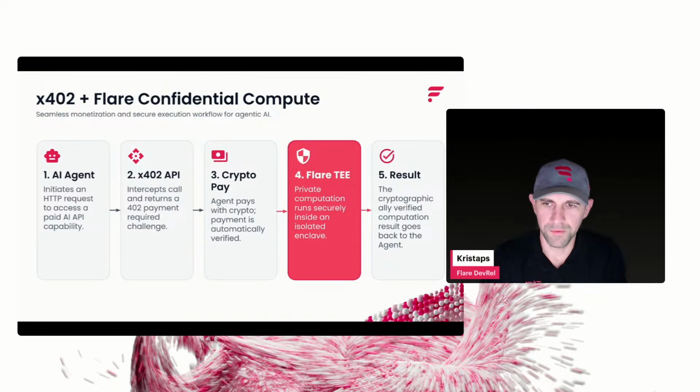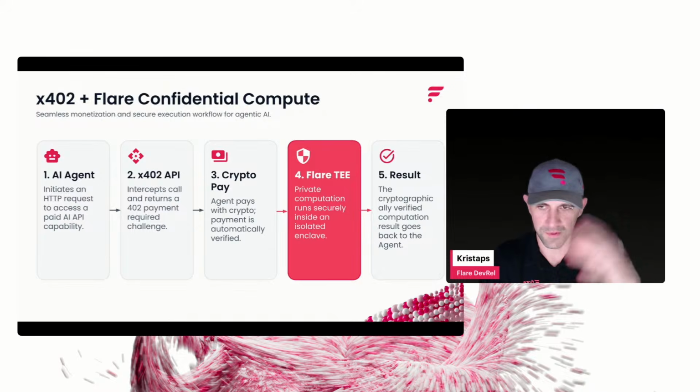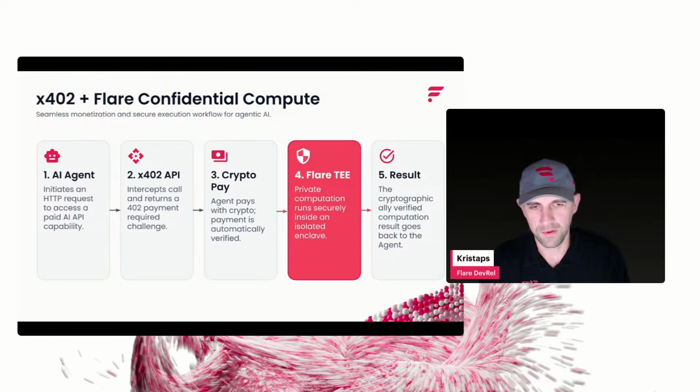Then there is the crypto payment. The agent pays with crypto, usually with a stablecoin. It is verified, so we can verify that it happens, and then it initiates the Flare trusted execution environment machine, which is in Flare confidential compute, private computation, and it runs securely. It hides away all the information. It's totally isolated by a hardware chip, so no one can alter this information.